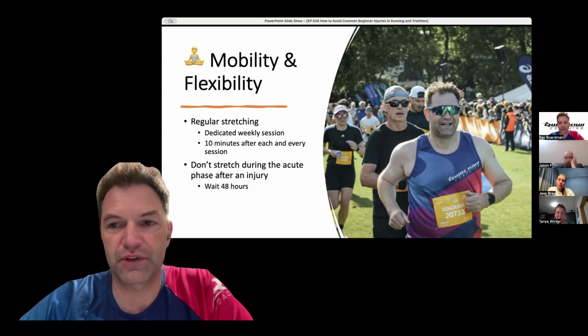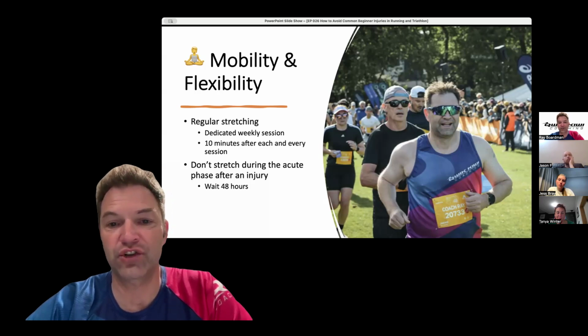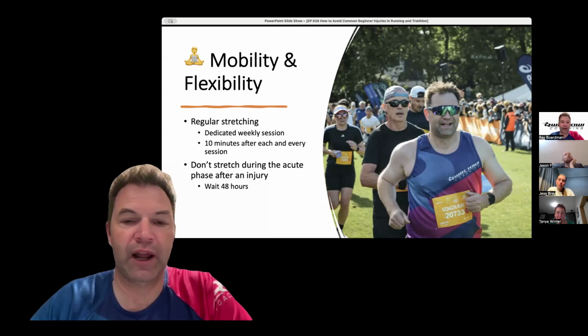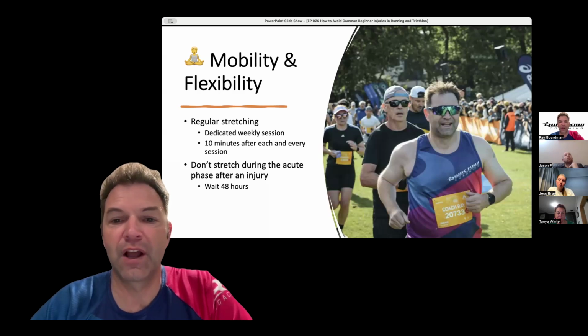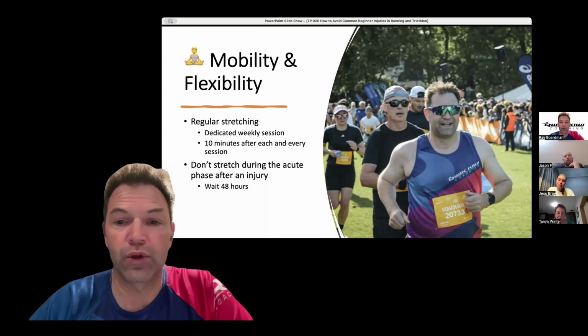You don't want to be stretching, however, in the acute phase after you've been injured. So wait 48 hours before including any stretching, allowing that muscle to recover. Ice it, rest it, compress it, and elevate it, all the normal key things to do to help recover from that injury quicker.